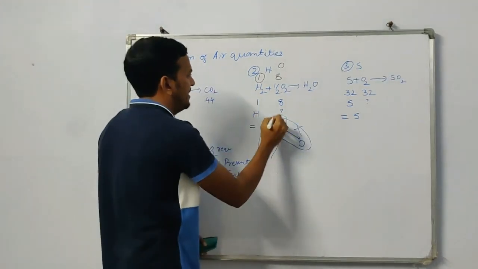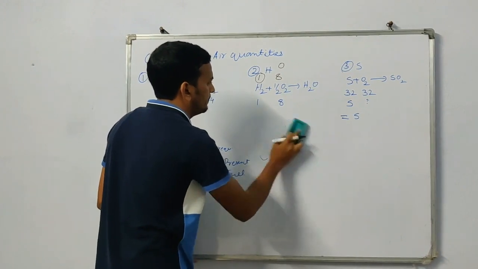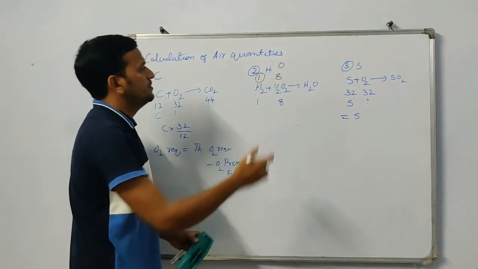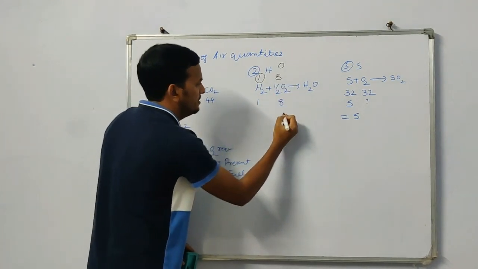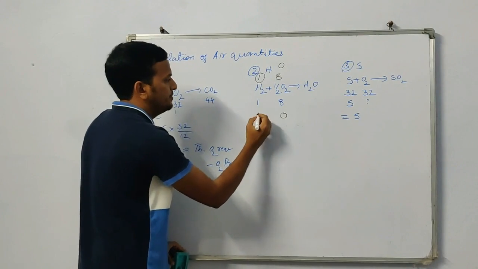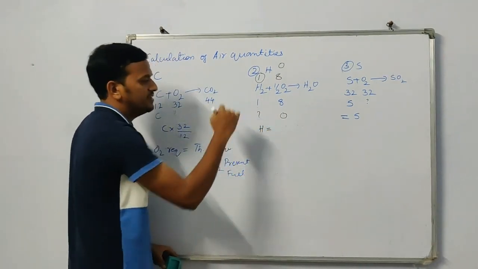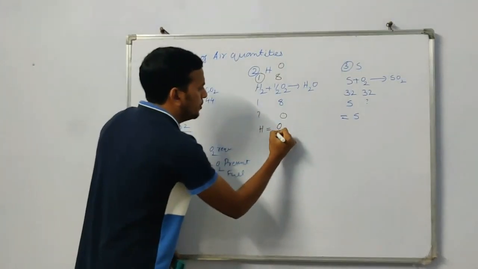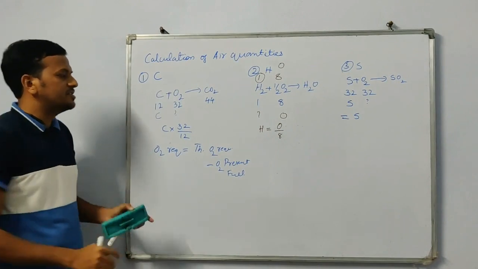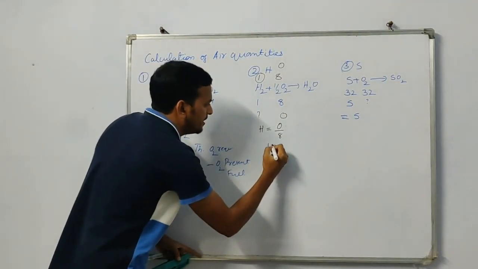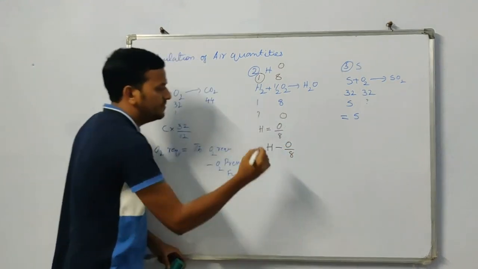Simply you multiply again. 1 gram of hydrogen will be associated with 8 grams of oxygen. So we got O grams of oxygen, and the weight of hydrogen which is associated with oxygen is O/8 simply. Now coming to the combustible hydrogen: combustible hydrogen equals H minus the hydrogen which is associated with oxygen.